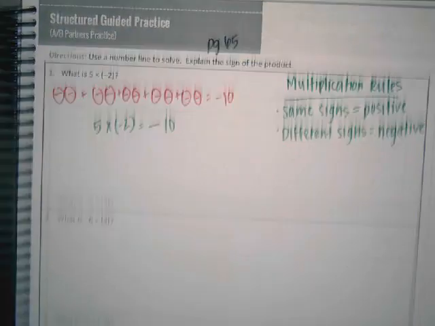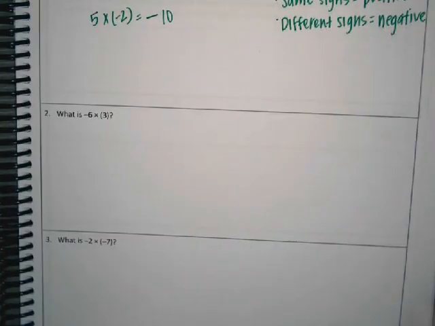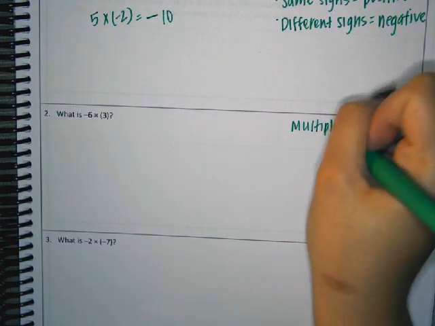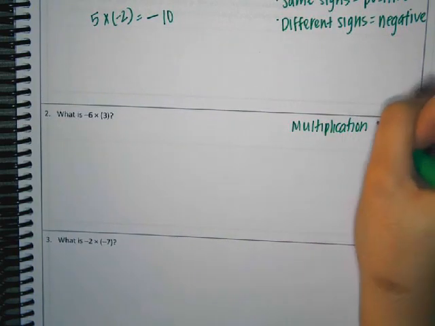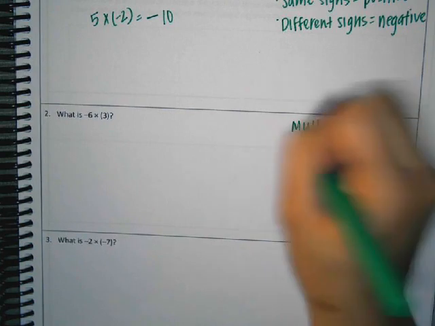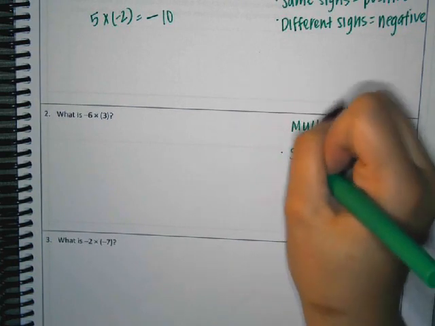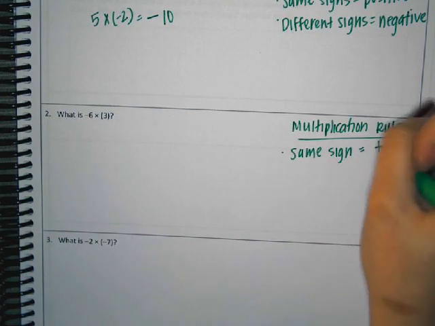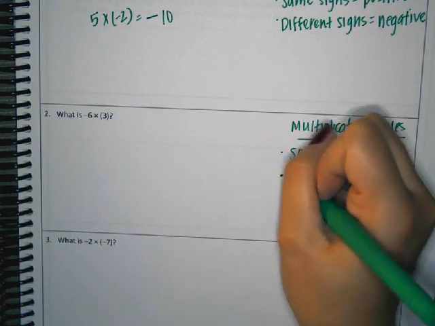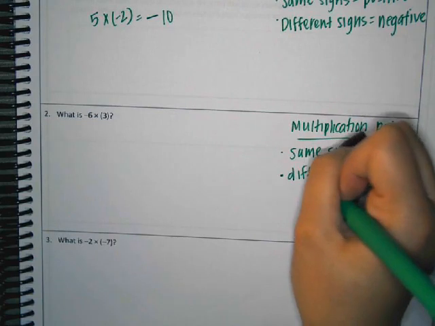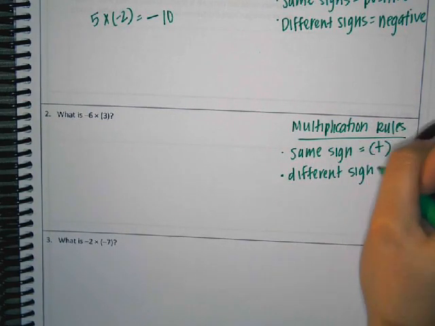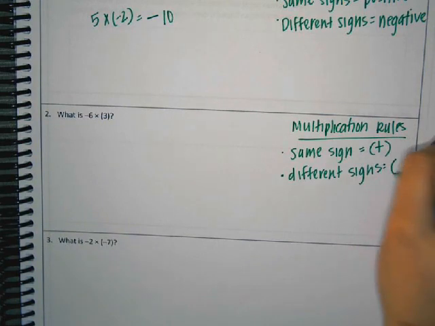Okay, we are going to write our rules again for this one. So again, write down your rules. It's the same sign, we're going to do positive. Different signs, we're going to do a negative.